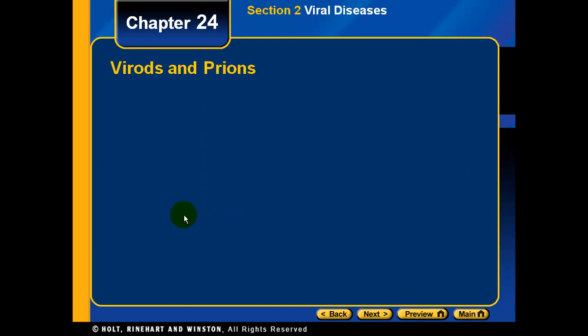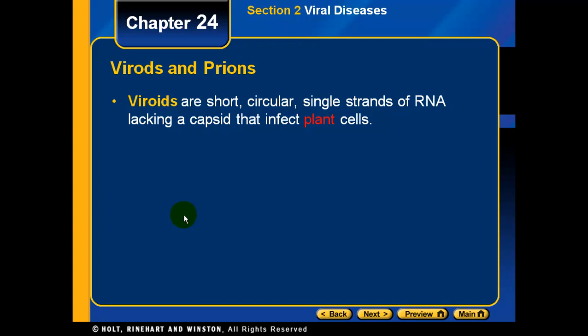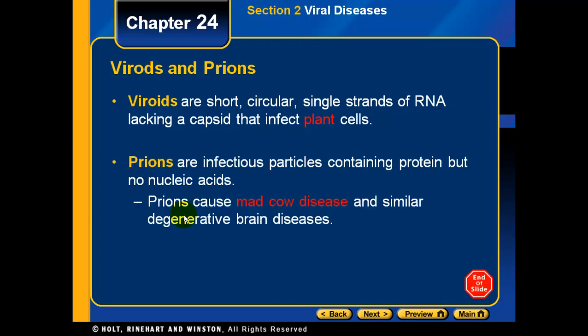All right, viroids, that's a typo there. Viroids should be O-I-D-S, and prions. Viroids are short, circular, single strands of RNA that do not have a capsid, and viroids affect plant cells. Prions are infectious particles containing protein, but they also do not have nucleic acids. They don't have nucleic acids. Prions cause mad cow disease and similar brain degenerative diseases.